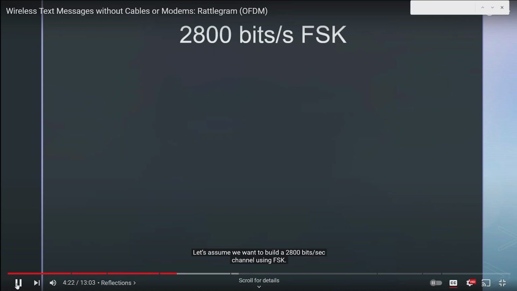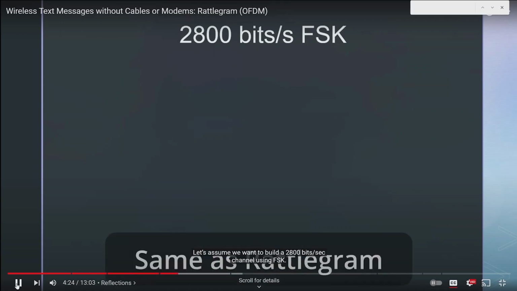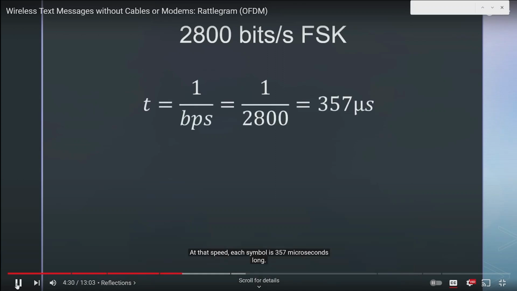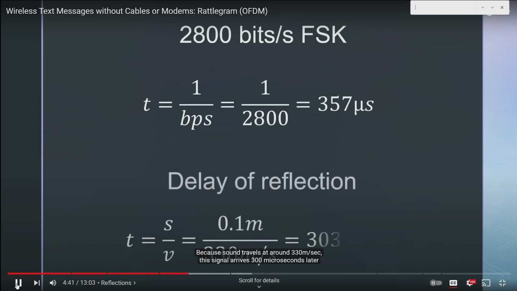Let's assume we want to build a 2800 bits per second channel using FSK. At that speed, each symbol is 357 microseconds long. Let's assume a reflected sound signal has to travel only 10 centimeters longer than the direct signal. Because sound travels at around 330 meters per second, this signal arrives 300 microseconds later at the receiver. Sounds like not a big problem, right?